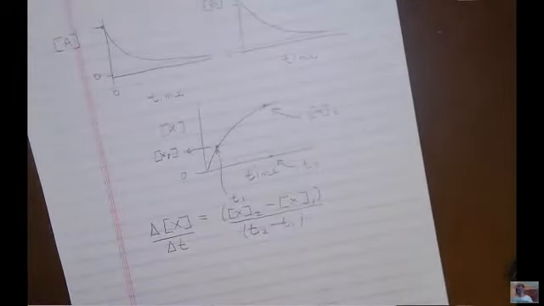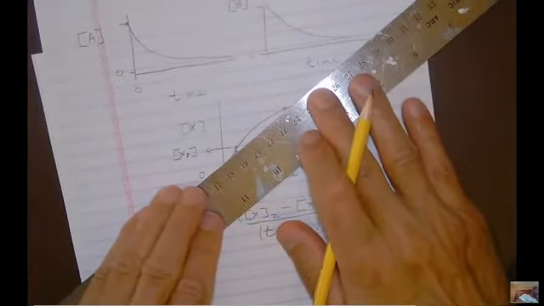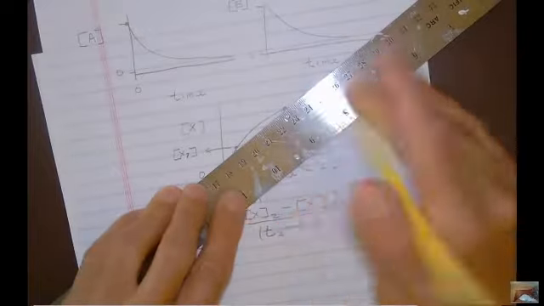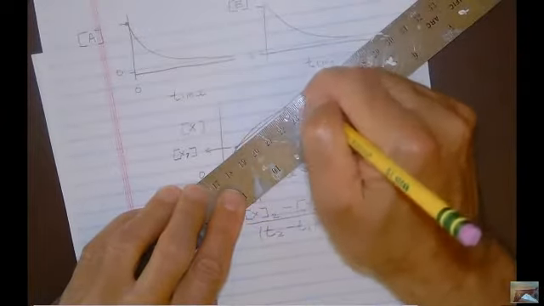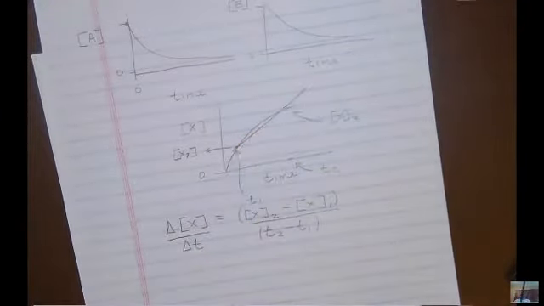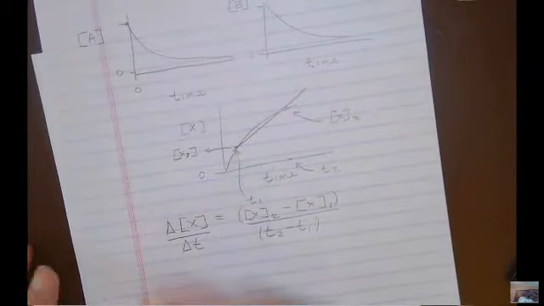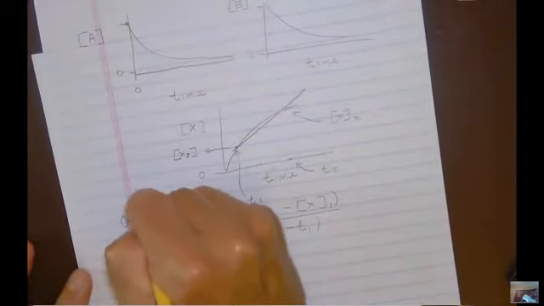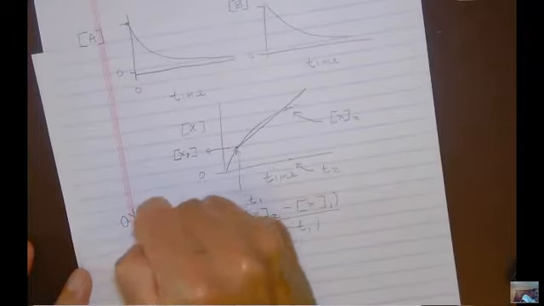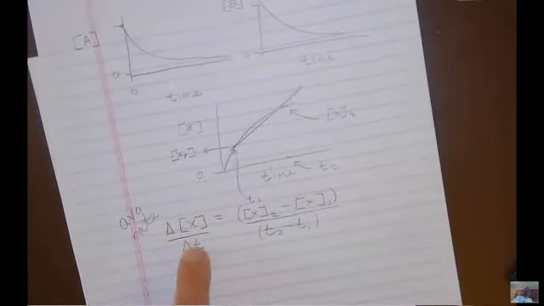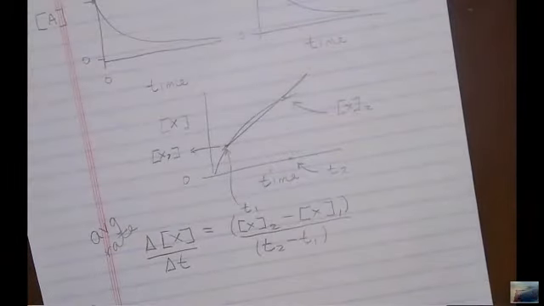So how would I draw that? Well, let me get a ruler and draw that for you. The average is just going to be the straight line difference, and I just take the slope of that line. So that would be how I would measure the average rate. And I chose to measure the change in X over time.